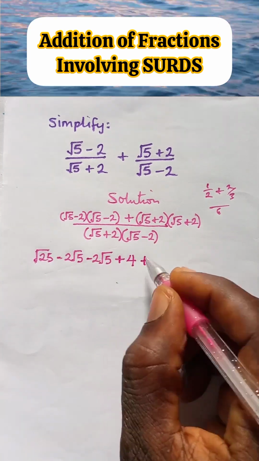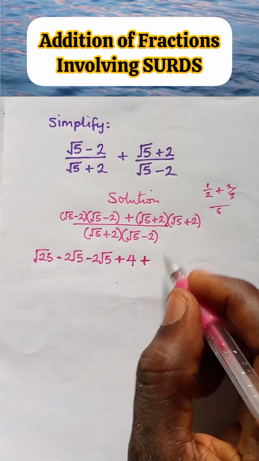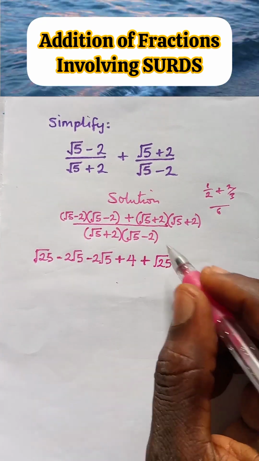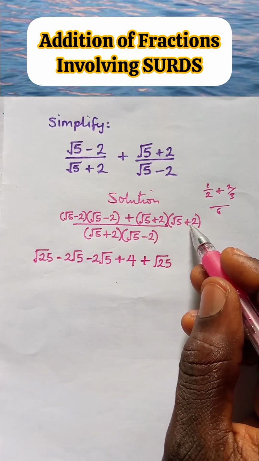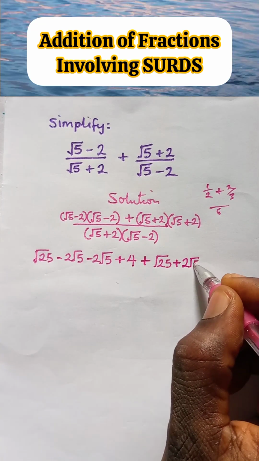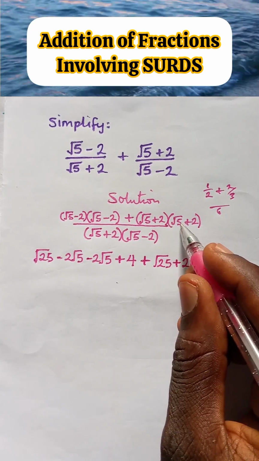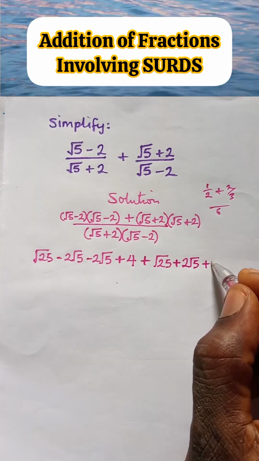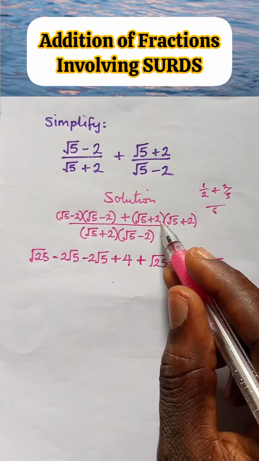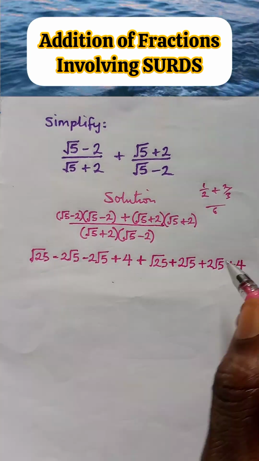Move to the next. Now, everything here will multiply each other. √5 multiplied by √5 is √25. Next, √5 multiplied by positive 2 gives us plus 2√5. Next, 2 multiplied by √5 is also plus 2√5. And lastly, 2 multiplied by 2 gives us plus 4. We are done with the numerator.